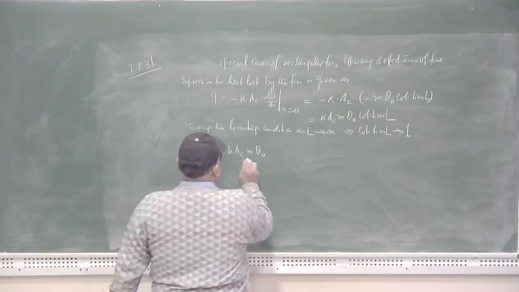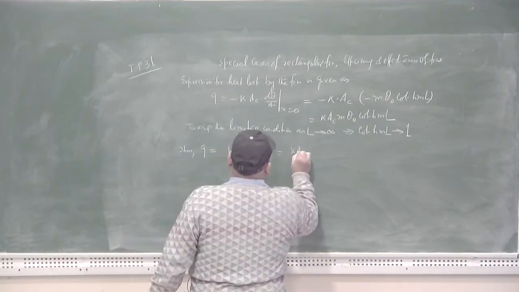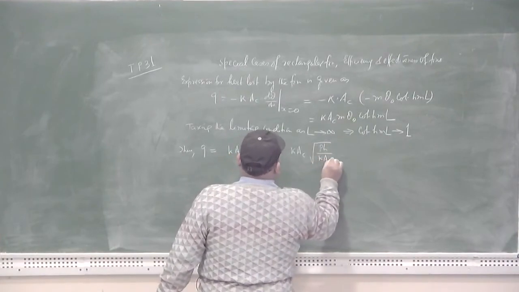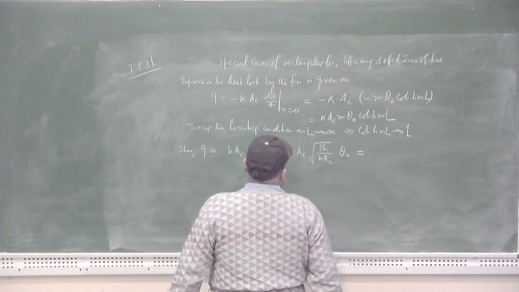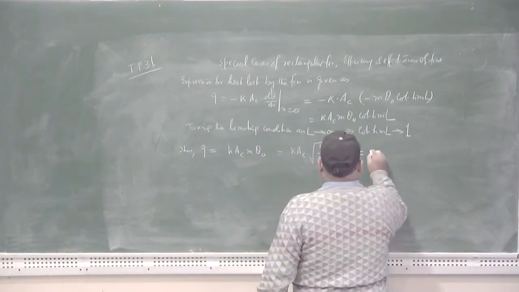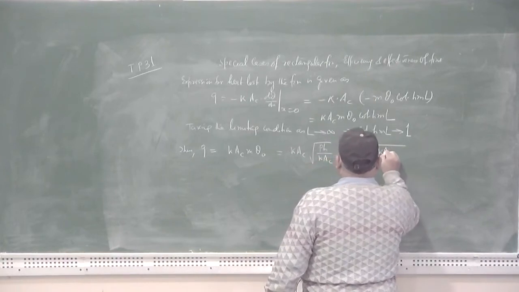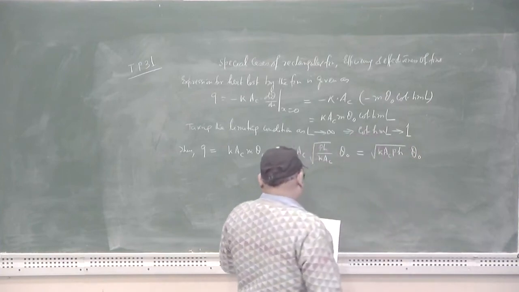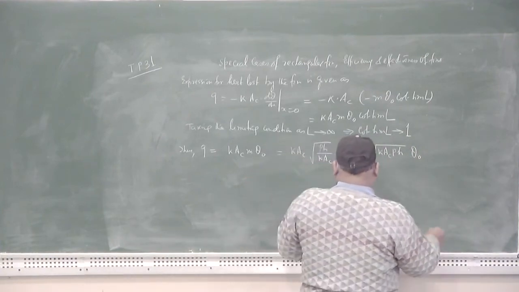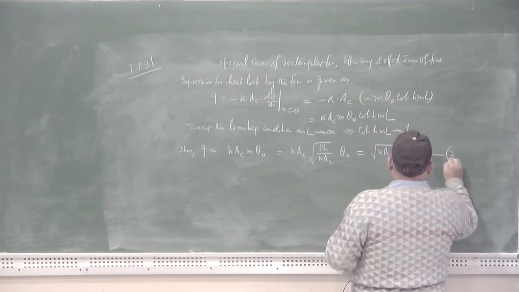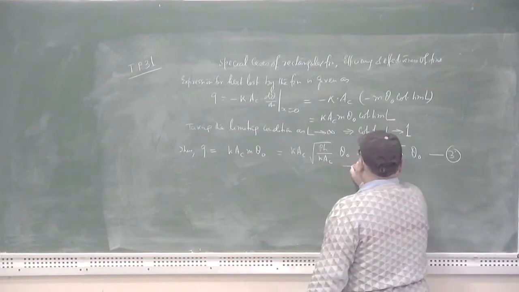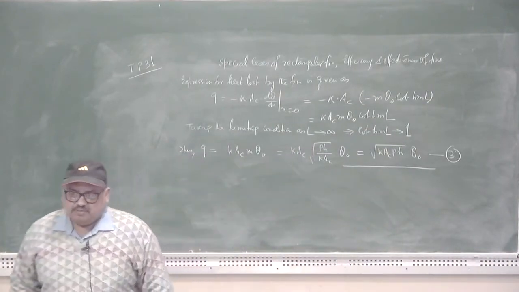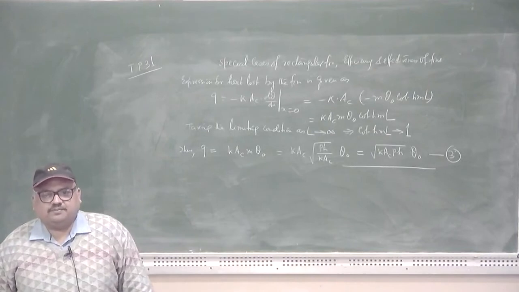Putting the value of m here, m square is equal to hP upon K AC. So this into theta 0 will come as under root K AC P into h into theta naught. Let it be equation number 3. This equation number 3 is the expression for the heat lost by the fin if the length of the fin is infinite.